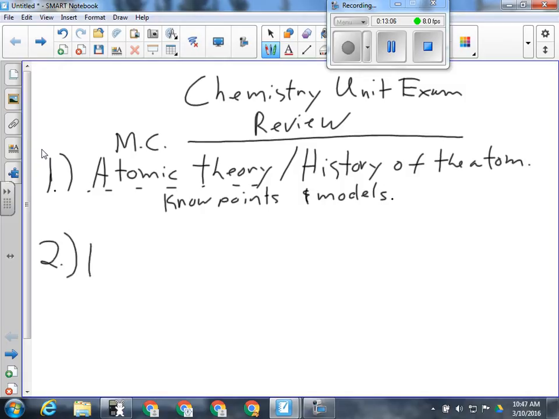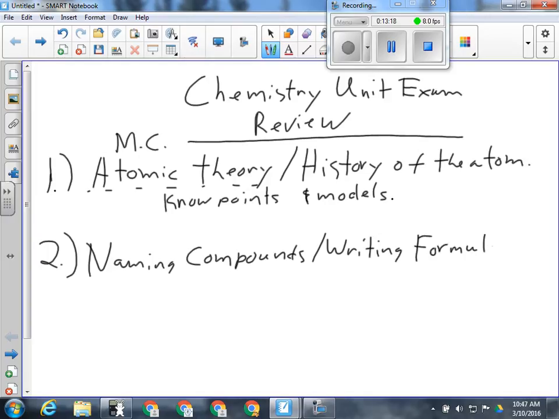All right, then we talked about naming compounds and writing their formulas. How important is that? It's really important, okay? Not because there's going to be a ton of questions about what's the formula for this stuff, or this is the correct formula for this material.